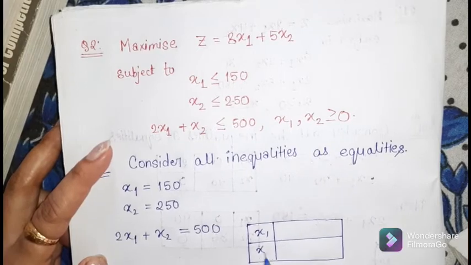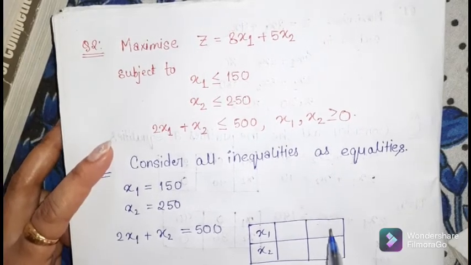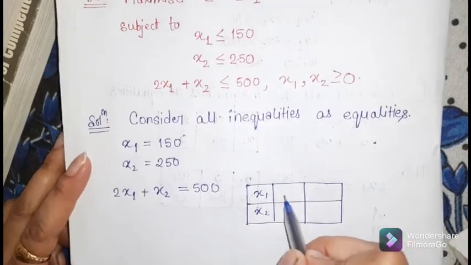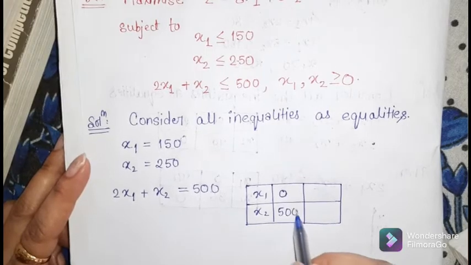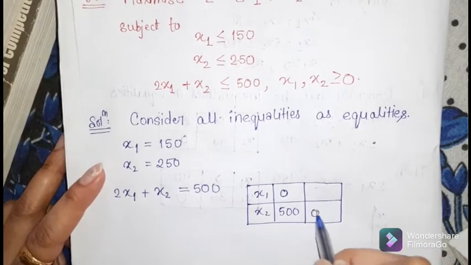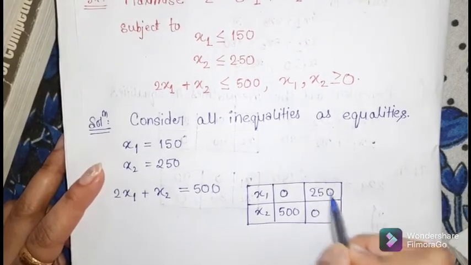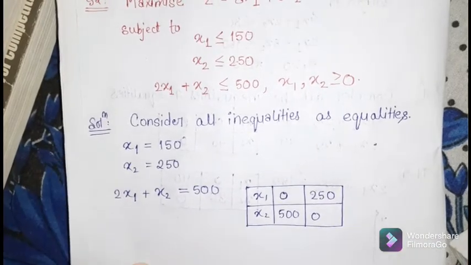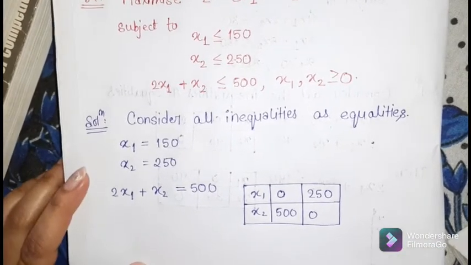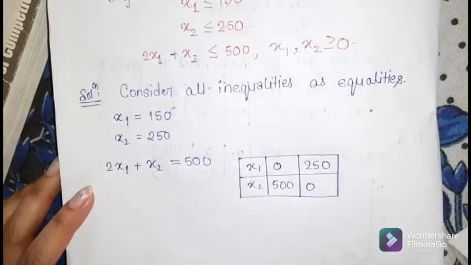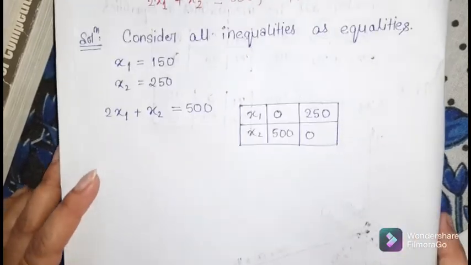This is x1, this is x2. So when you take x1 as 0, your x2 becomes 500. When you take x2 as 0, your x1 becomes 250. Okay. Now we plot the graph.